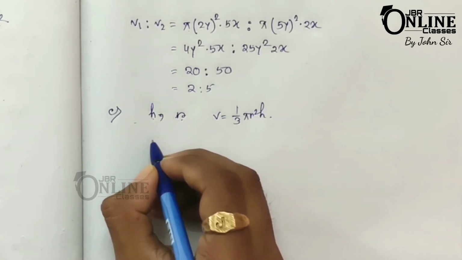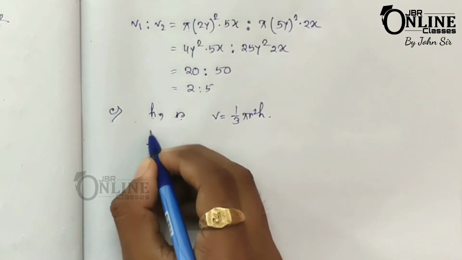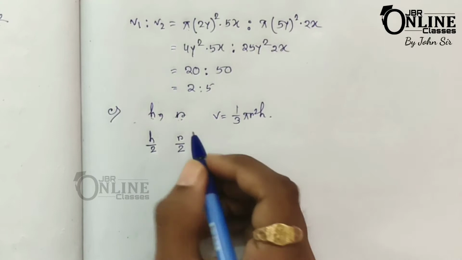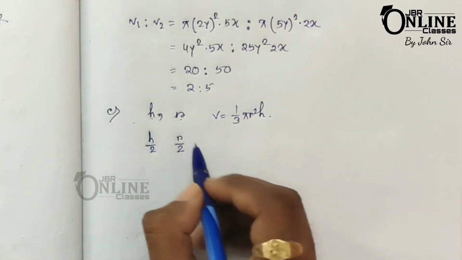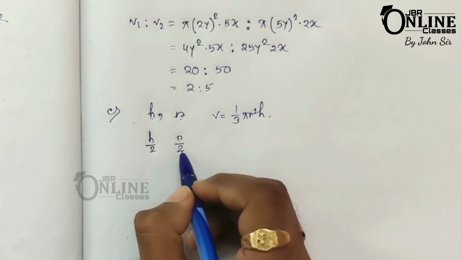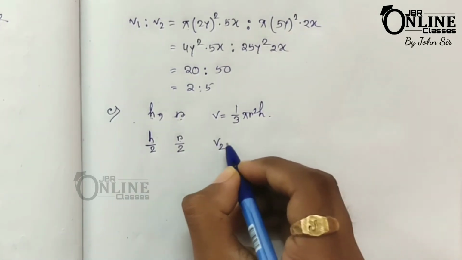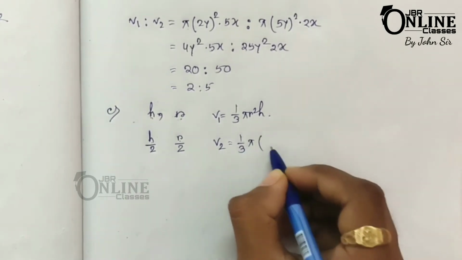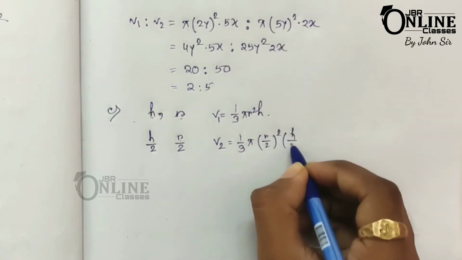Now the height of the smaller cone, which is half of the previous cone, is h/2 and the radius is r/2. The height of the smaller cone is half of the previous one and the radius of the smaller cone is half of the bigger one. So suppose the volumes are v1 and v2. Then v2 equals 1/3 π, where r is (r/2)² and h is h/2.